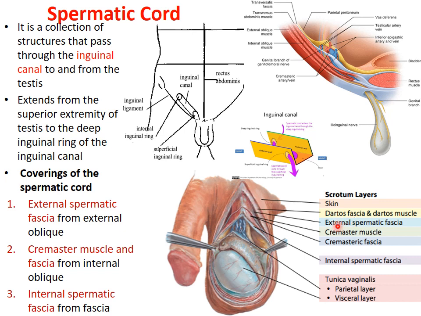Then outside the cord, the skin, and below the skin, the superficial fascia and the dartos fascia, dartos muscle. So the dartos fascia and dartos muscle are below the skin. They are not part of the spermatic cord. Now, the spermatic cord coverings are the external spermatic fascia, the cremasteric muscle and fascia from the internal oblique, and the internal spermatic fascia from the fascia of the innermost abdominal wall layer, the transversus abdominis.